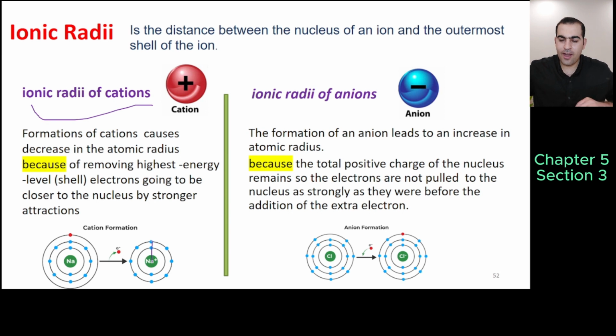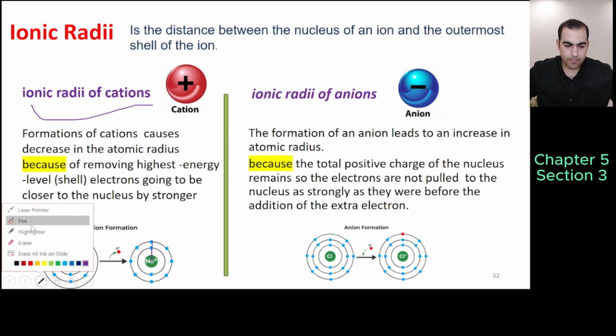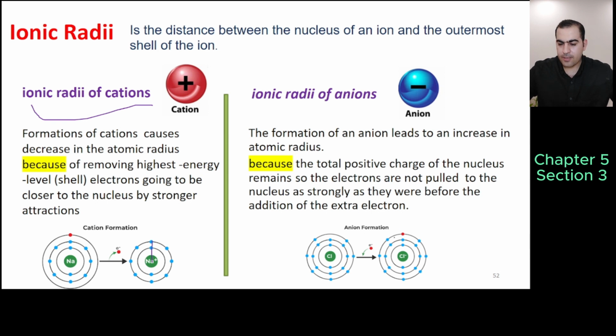Ionic radii of anions. When an atom gains an electron, like chlorine, what happens to its size? Its size gets bigger because the total positive charge of the nucleus remains the same. So the electrons are not pulled to the nucleus as strongly as they were before the addition of extra electrons.